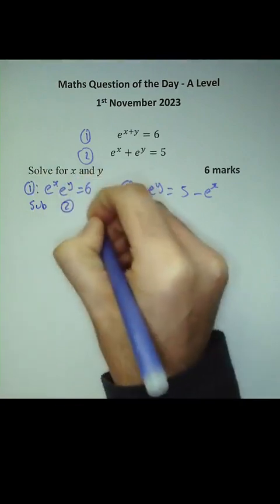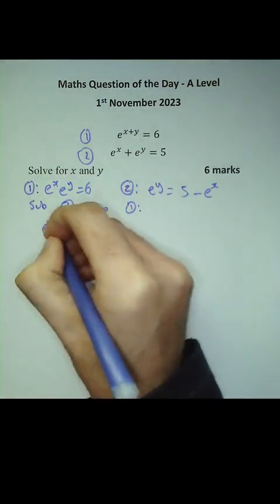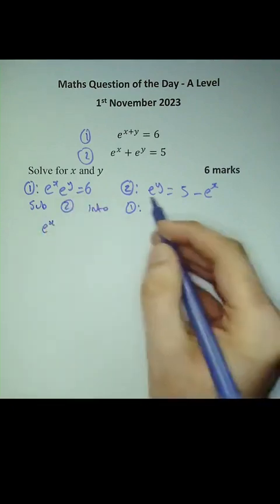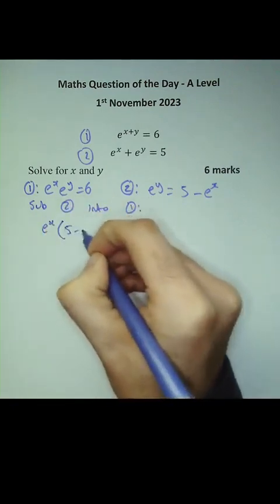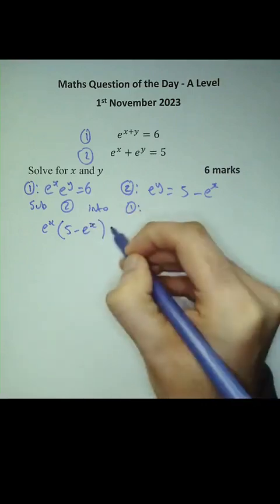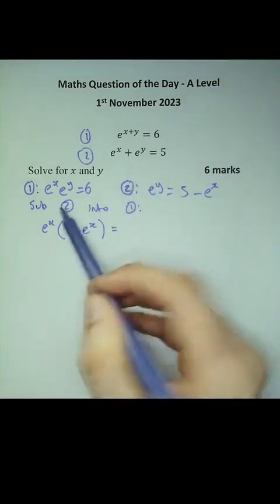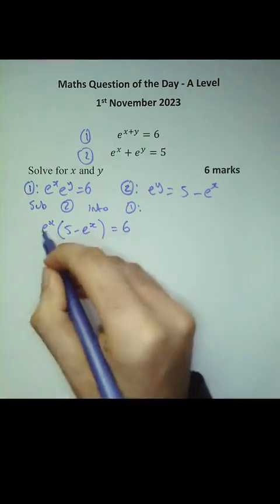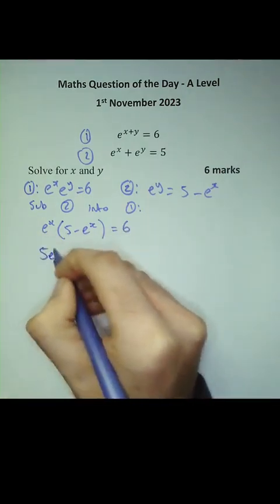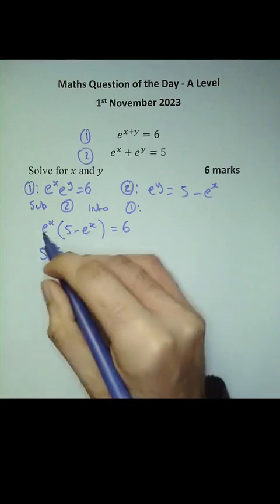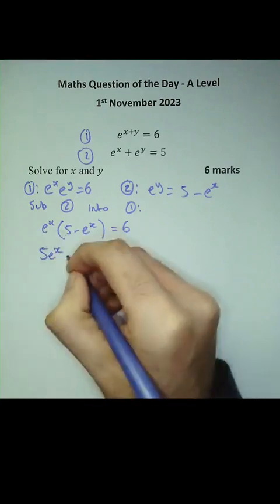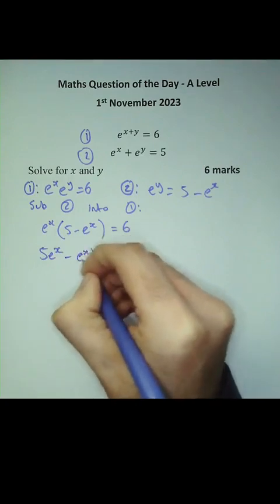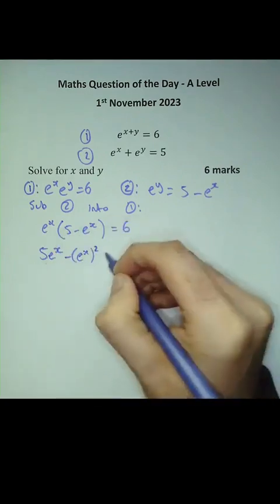So we're going to sub 2 into 1. And when we do that, we get e to the x multiplied by e to the y, which we just said is 5 minus e to the x. And that equals 6. Fine, let's expand these brackets. We get 5 times e to the x, so that is 5e to the x, minus e to the x times e to the x. I'm going to call that e to the x squared, because I've multiplied it by itself, equals 6.